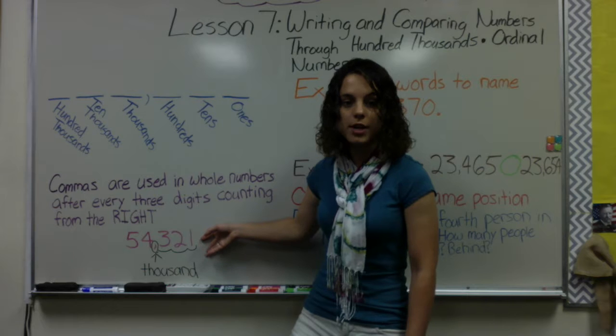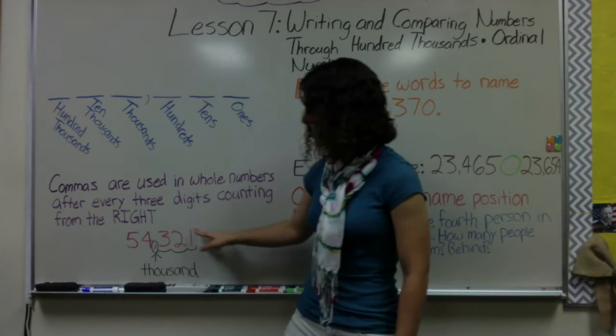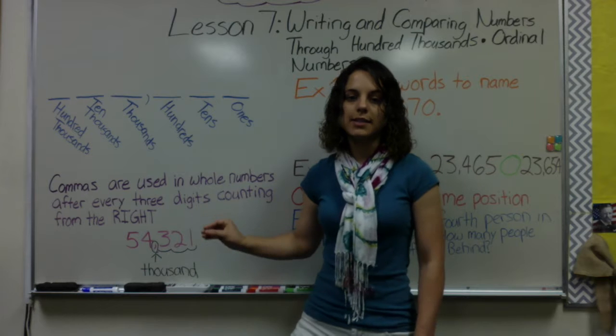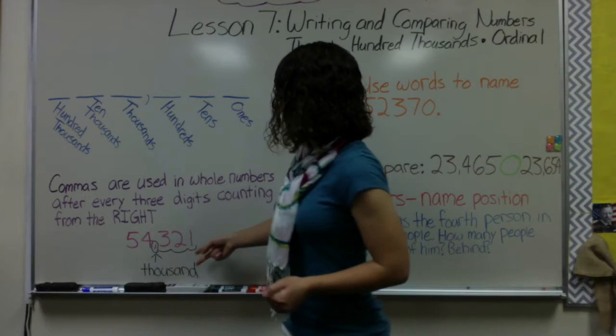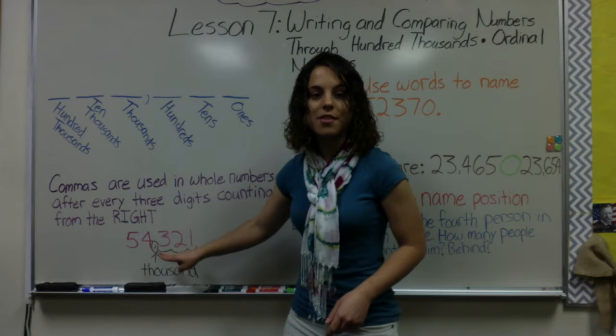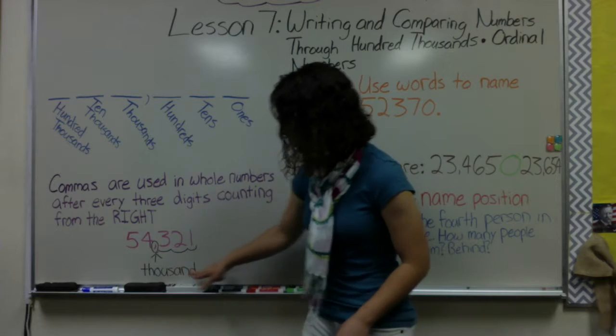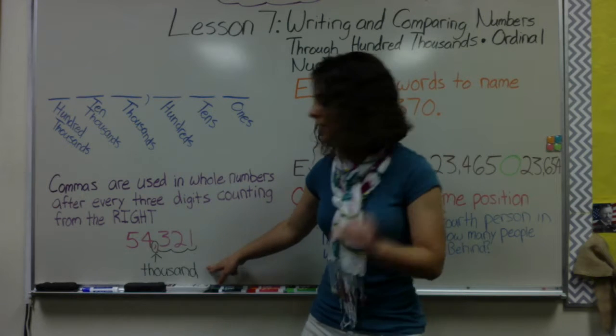So as I've shown here, with this number, 54,321, a comma is like a placeholder. That way it makes it easier to read the numbers correctly. So I have 54 where my comma goes. That's when I say 1,000. That's why I've written 1,000 here with the comma. It tells us what we're saying.